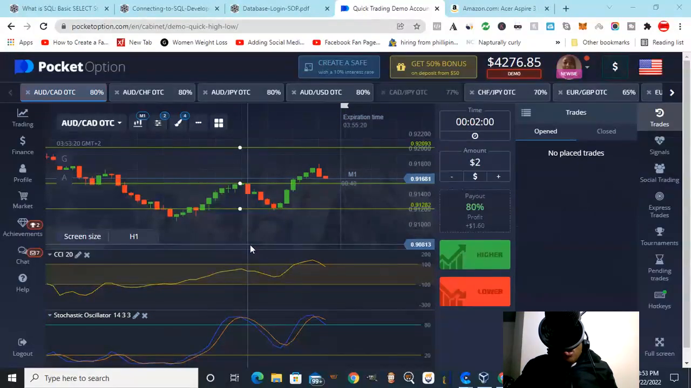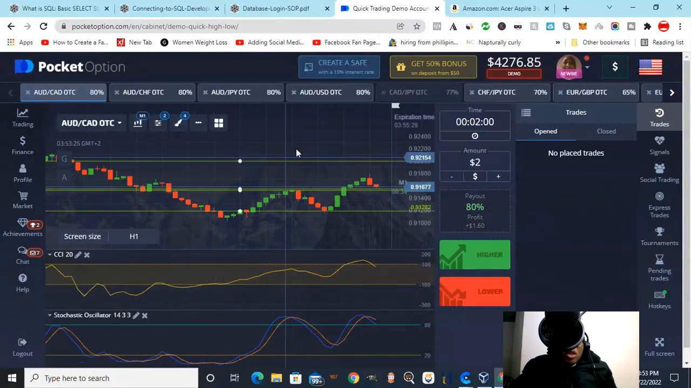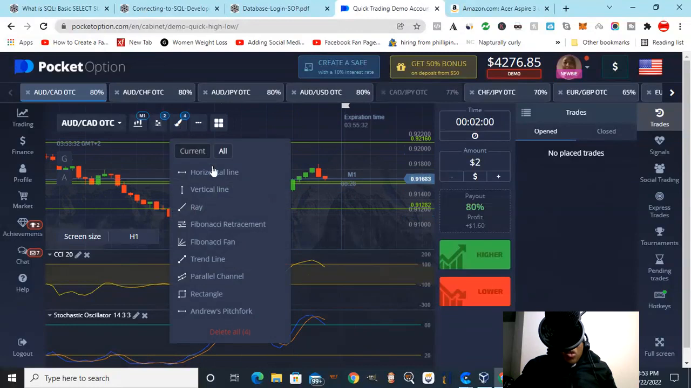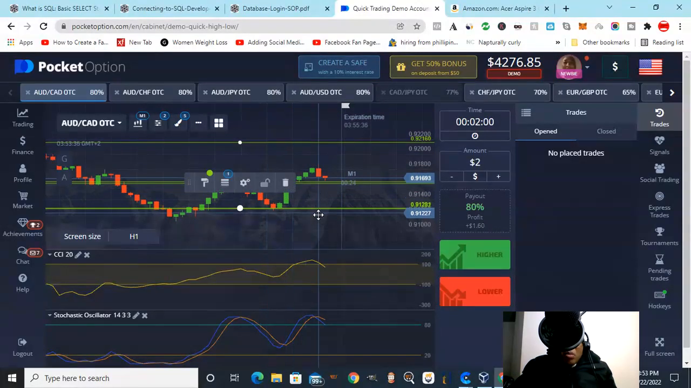And I wanted to show you guys that looking at the structure here, if I can zoom out here, you can see I have drawn my support lines here. And how do you draw your support lines? You come right here on Pocket Options, click the horizontal line, and you can move this line up and down based on your candle formations.